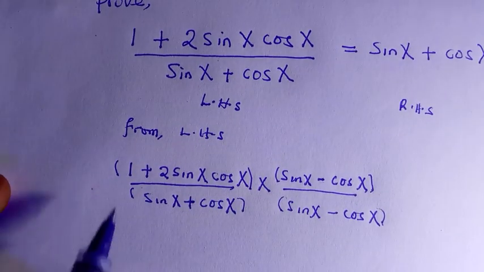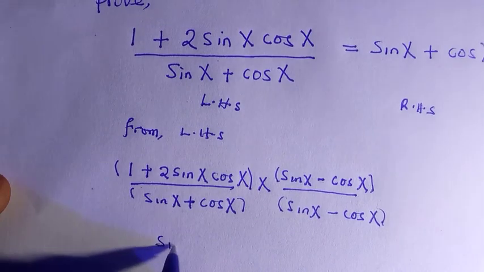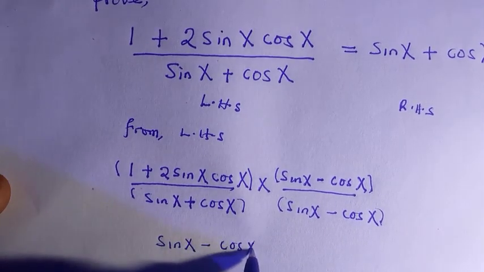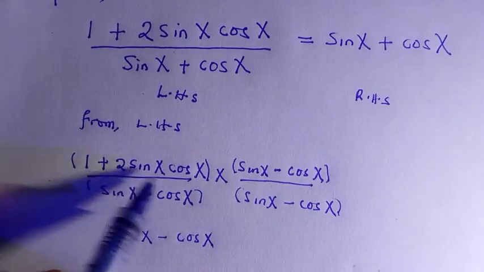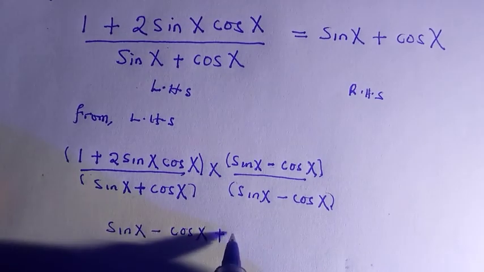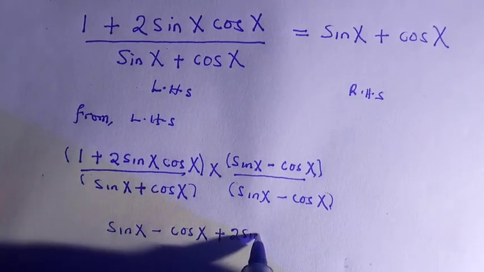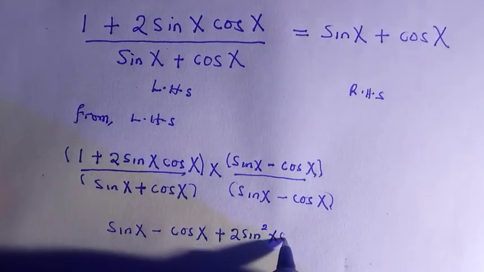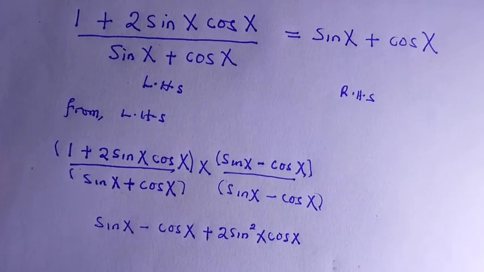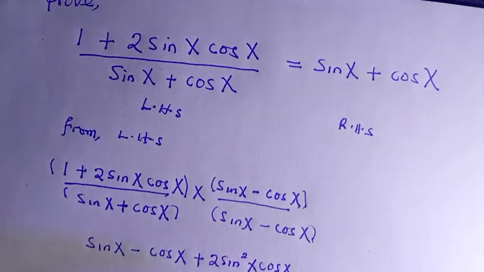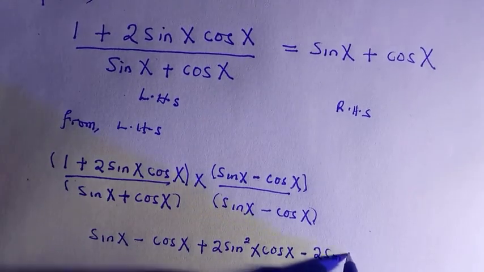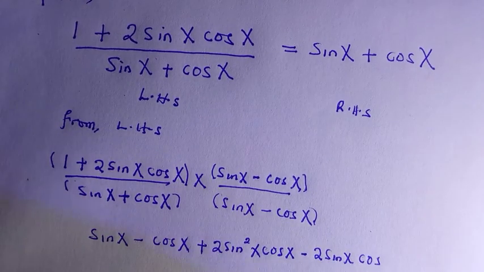Then by opening the parentheses, 1 multiplied by sine x gives sine x. Then 1 multiplied by negative cos x gives negative cos x. Similarly, 2 sine x cos x multiplied by sine x: since we have sine twice, we take the square, so we have 2 sine square x cos x. For the last one, cos appearing 2 times, we take the square, and the sign will be negative 2 sine x cos square x.